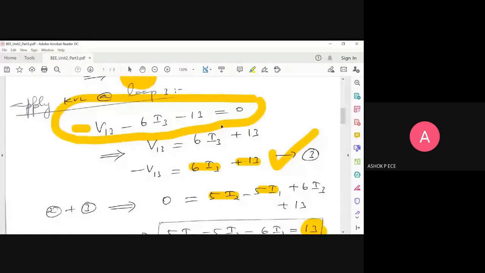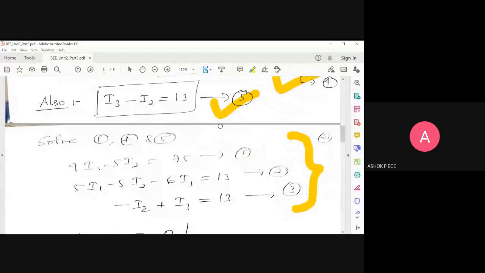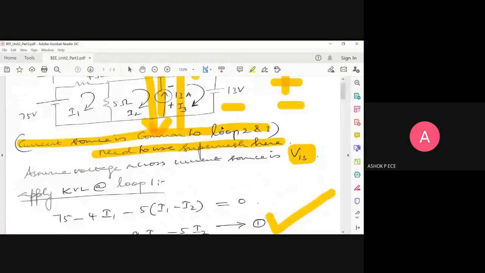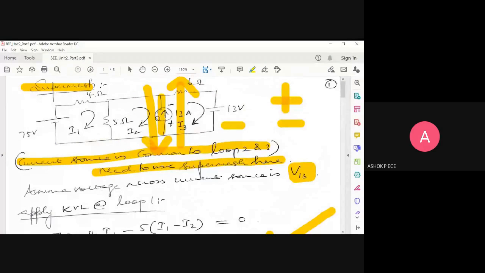What we are solving is the first method, the conventional method using mesh analysis. What technique have we followed? We have assumed the potential across the current source to be a constant, written the two equations in terms of that constant, and eliminated that constant. That is the technique we followed. This is a super mesh circuit, but we have solved it using normal KVL only. With the super mesh method, it will become very easy.